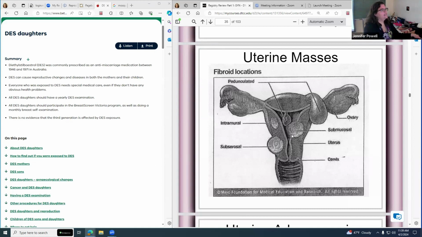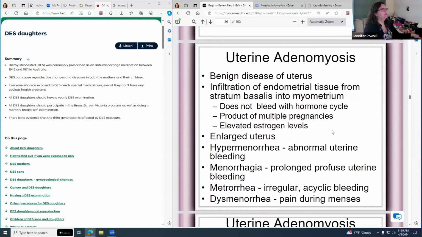If you have one that's distorting the contour of the endometrium, that's submucosal. If you have one in the cavity that is on a stalk like this, that is pedunculated. And then if you have one that's completely contained within the myometrium, that's intramural. These submucosal ones are the ones that wreak havoc with your period, cause heavy periods.